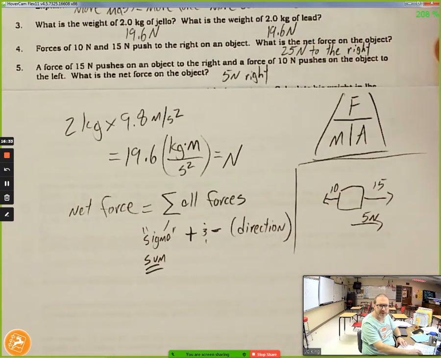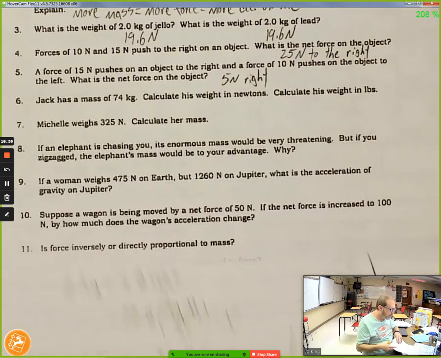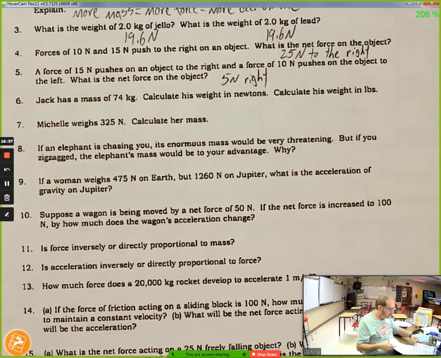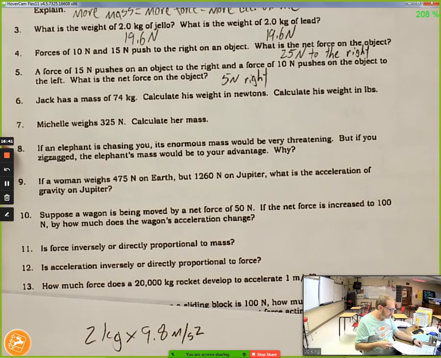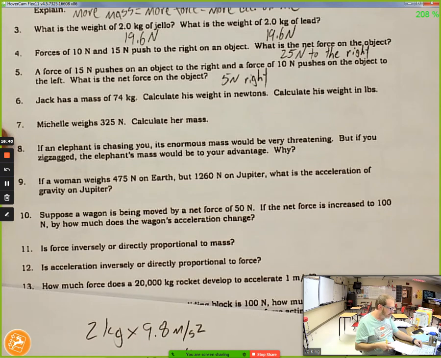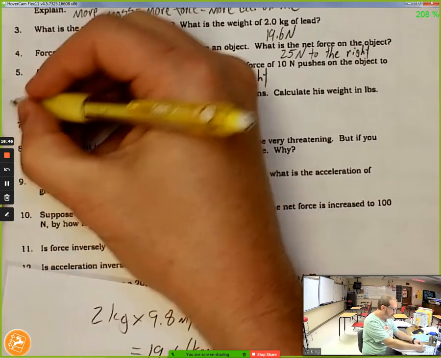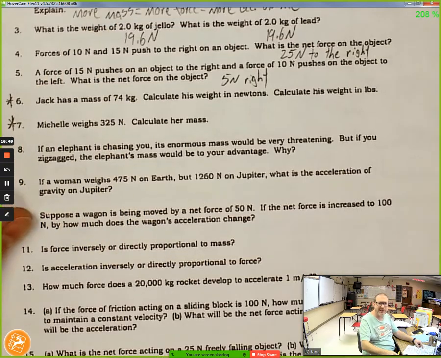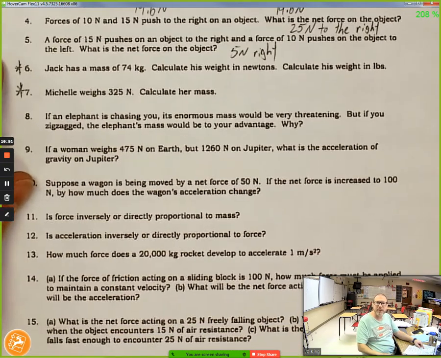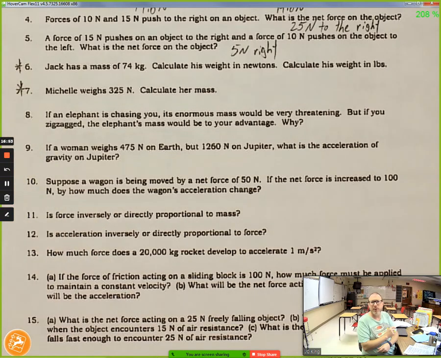Okay, I've been talking for 16 minutes. So 6 and 7 are both weight and mass problems. I think I'm going to leave 6 and 7 for y'all to take care of on your own. Let's look at problem number 8, because this is a really fun thought problem. If an elephant's chasing you, its enormous mass would be very threatening. But if you zigzag, the elephant's mass would be to your advantage.